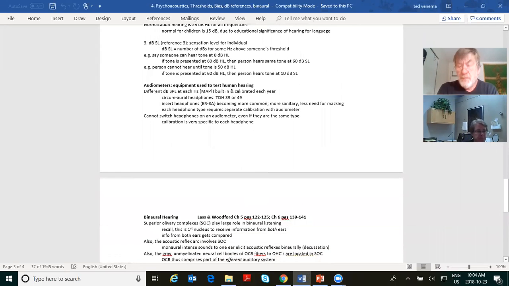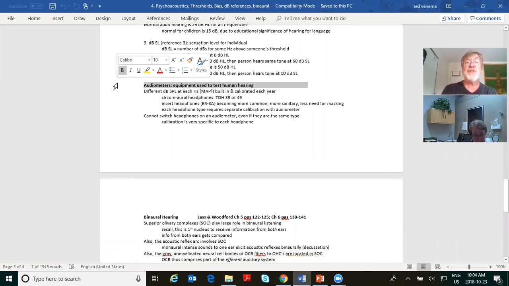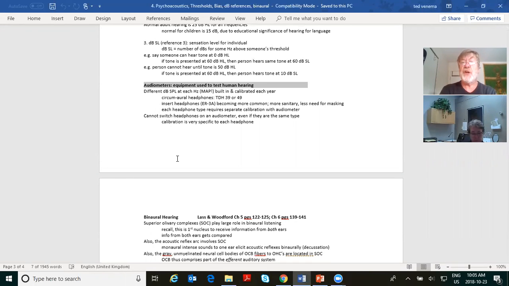Audiometers. Put a star by this. Karen knows what this is because she's in the field, but many of us aren't. So, audiometers, that's the equipment used to test human hearing. Different dB SPLs at each frequency are built in and calibrated each year.